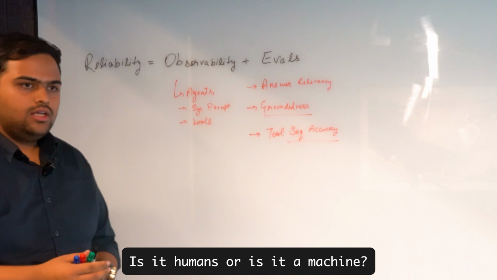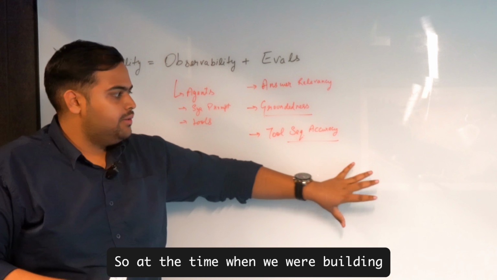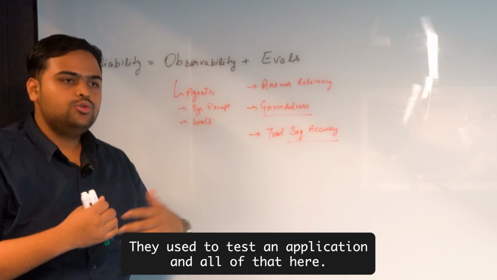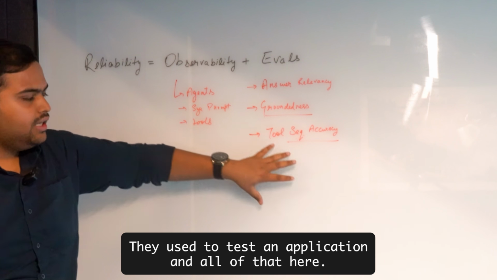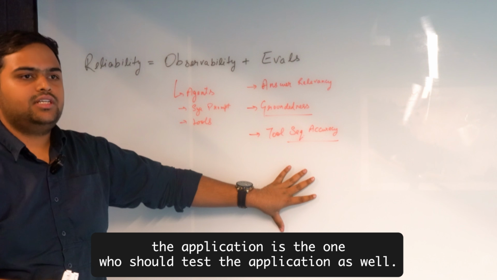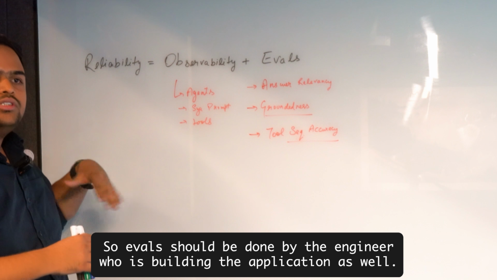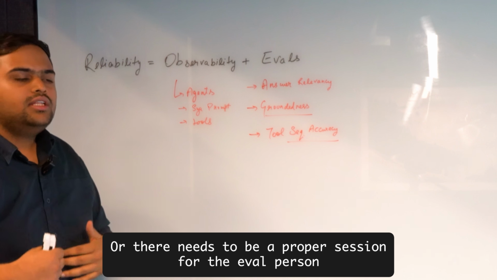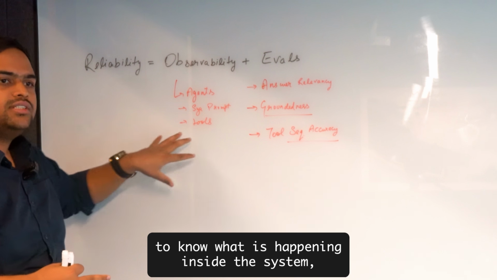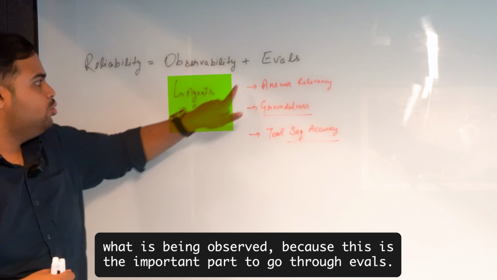Is it humans or is it a machine? Is it automated? What's going on? So at the time when we were building software dev applications, QA team used to be separate. They used to test an application and all of that. Here, whoever is trying to build the application is the one who should test the application as well. So that is a change here. So eval should be done by the engineer who is building the application as well, or there needs to be a proper KT session for the eval person to know what is happening inside the system, what is being observed, because this is the important part to go through evals.